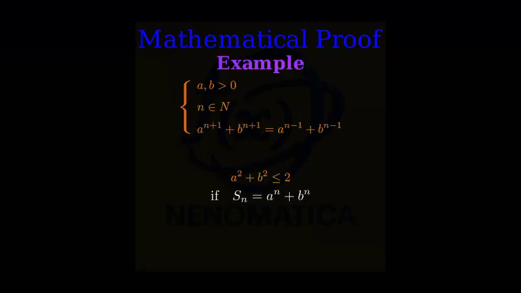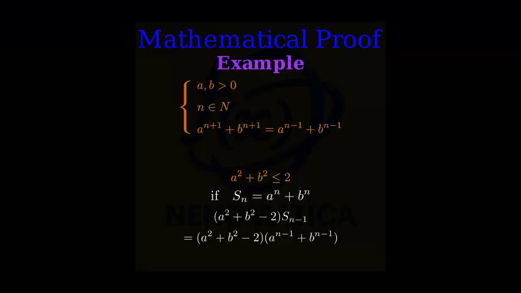Let's start our proof by defining a variable s subscript n as a to the power n plus b to the power n. Our first step is to compute the expression a squared plus b squared minus 2 times s subscript n minus 1. This equals a squared plus b squared minus 2 times a to the power n minus 1 plus b to the power n minus 1.